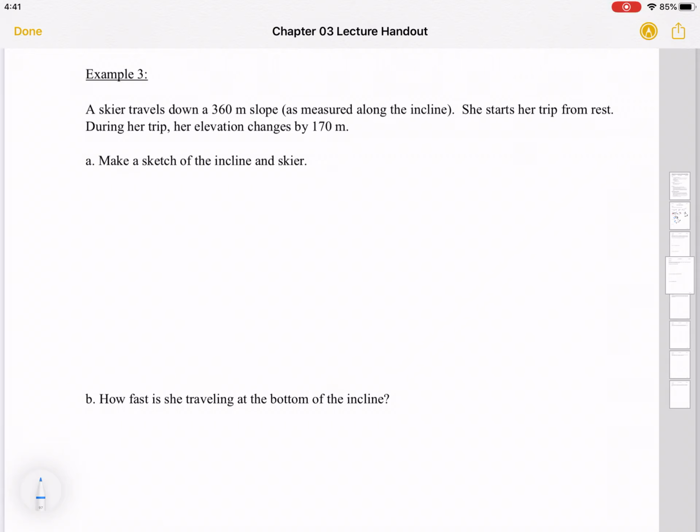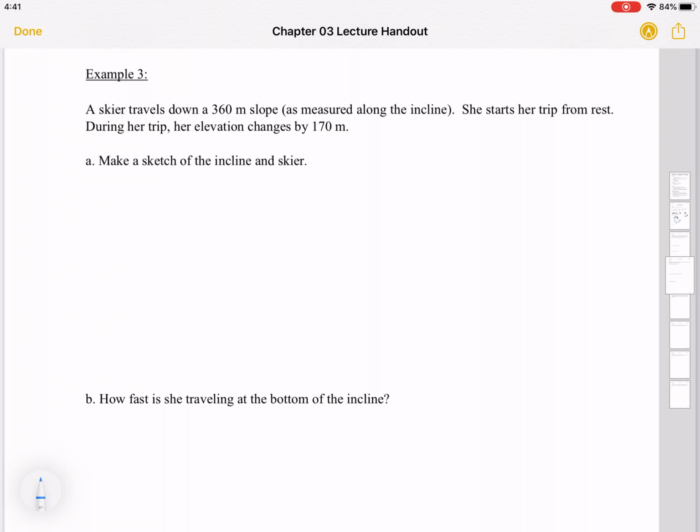Let's look at this example. A skier travels down a 360-meter slope measured along the incline. She starts her trip from rest, and during her trip, her elevation changes by 170 meters. Okay, so what's the first step of every physics problem? Draw a picture. So let's draw a picture.